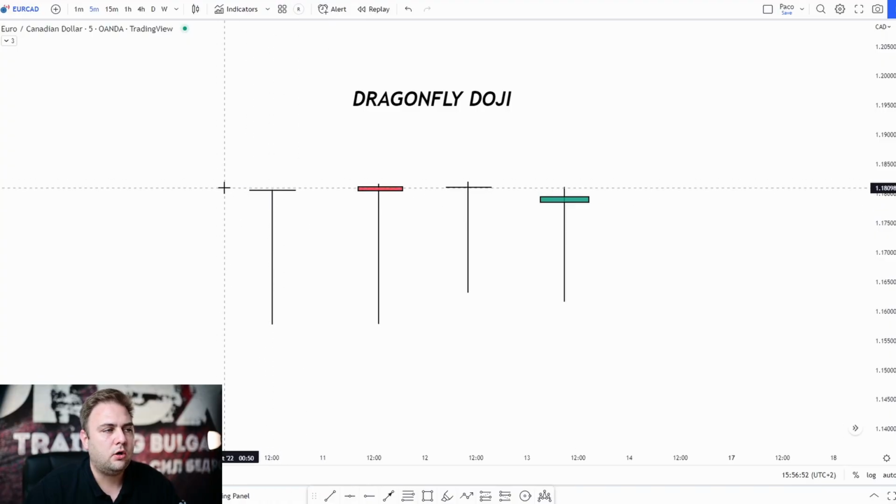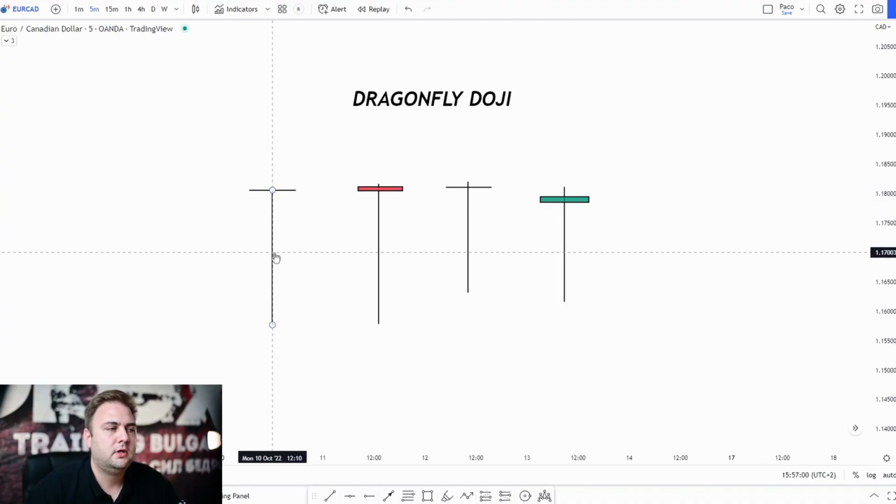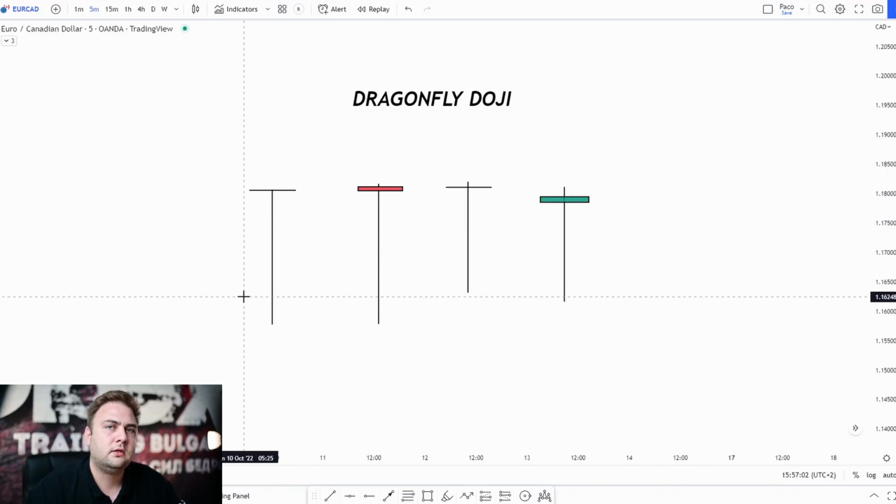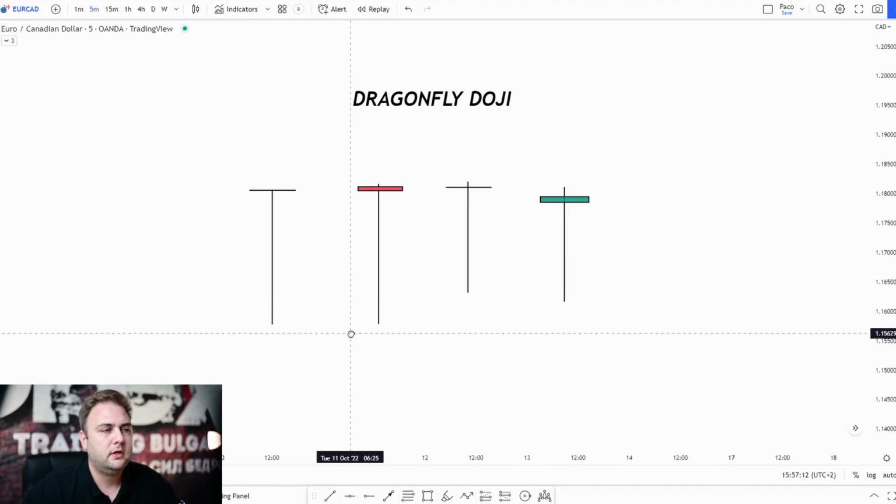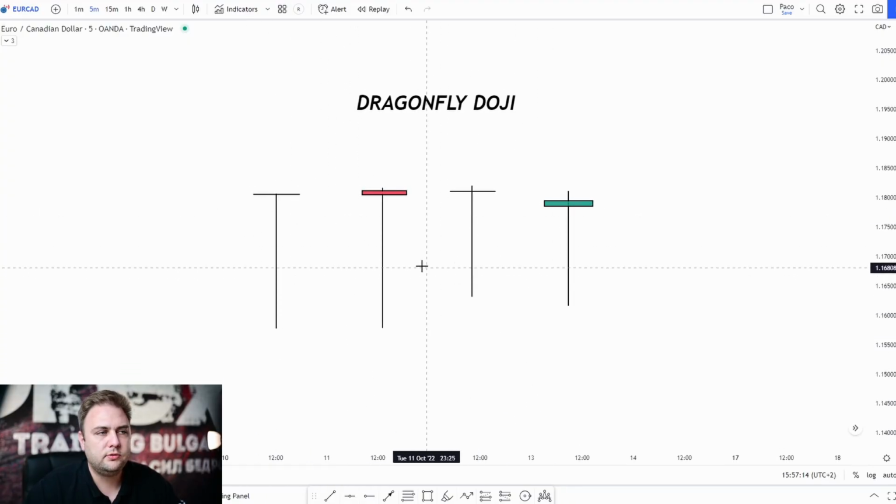Here you can see that the opening price of the candle and the closing price are almost at the same level, and there is again no upper wick. This candle shows at the end of the bearish movement, and after this candle we expect a new bullish movement, a new bullish impulse wave. Here you can see there are some examples.